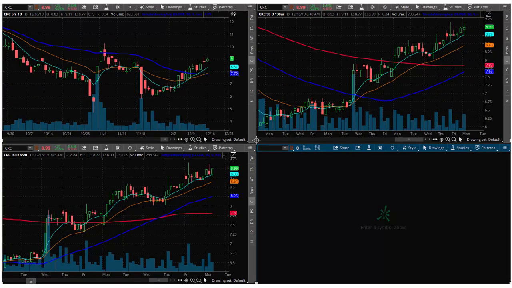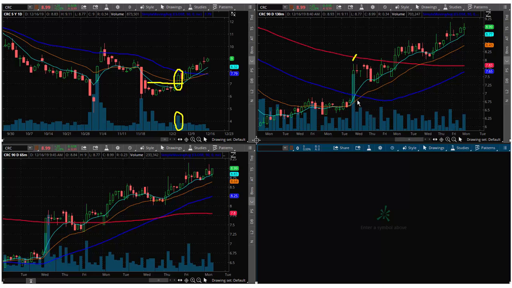All right, here is CRC. So what we have here is I see a little base here. Now, this is a weak stock in a weak group, but I saw a little base here that was interesting, and then I see this, it gets ignited. It's got this big day here on this big volume. So that ignites it. That kind of gets my attention. That big up day is this one here.